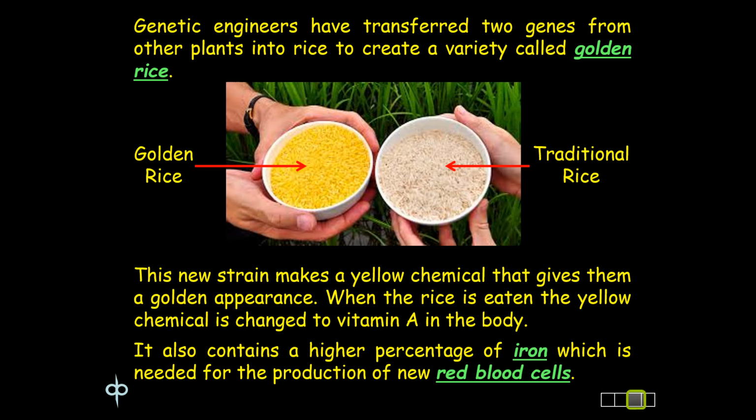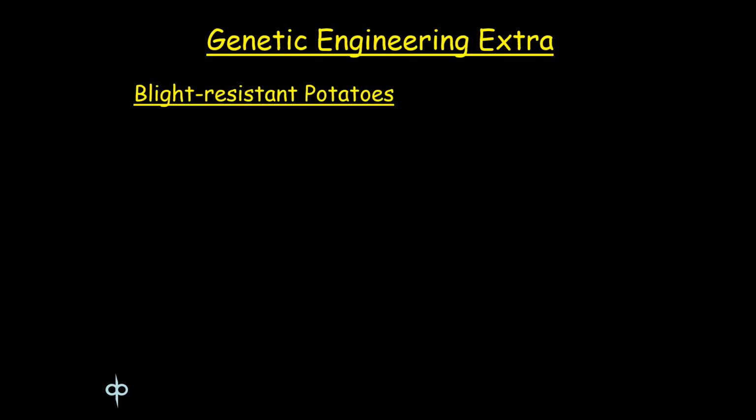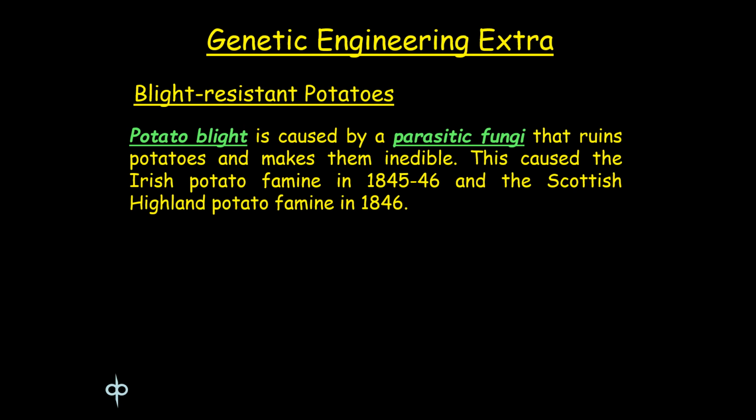So this will help to stop people in developing countries from becoming blind or visually impaired. Another multicellular organism which has had its genes altered would be the blight-resistant potatoes. So potato blight is caused by a parasitic fungus that ruins potatoes and makes them inedible. This caused the Irish potato famine in 1845 to 1846 and the Scottish Highland potato famine in 1846.